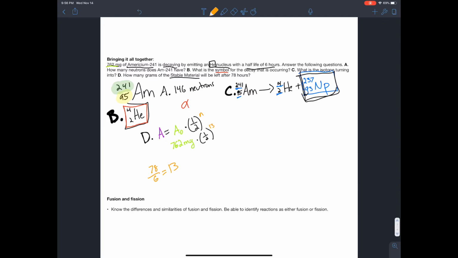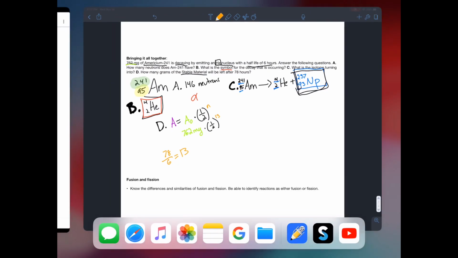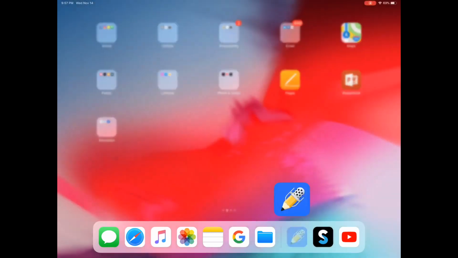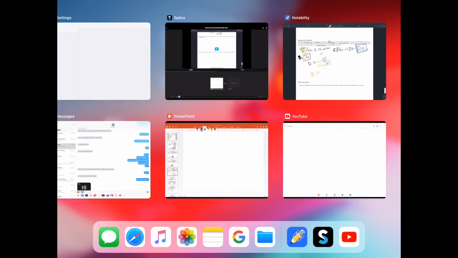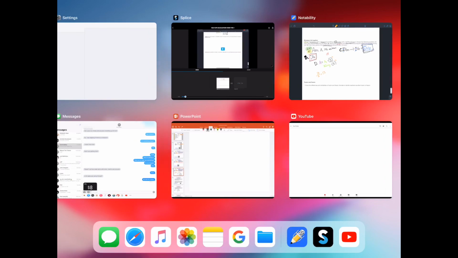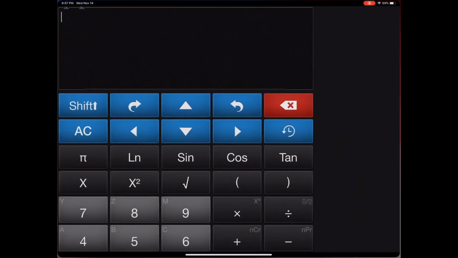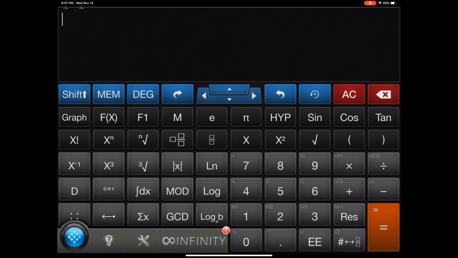This is where I really wish I had brought my calculator home. Let's try and do this now on my iPad calculator, which I downloaded today. There we go. Okay. What? Jeez.